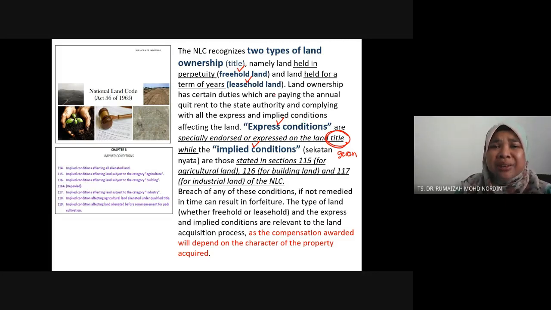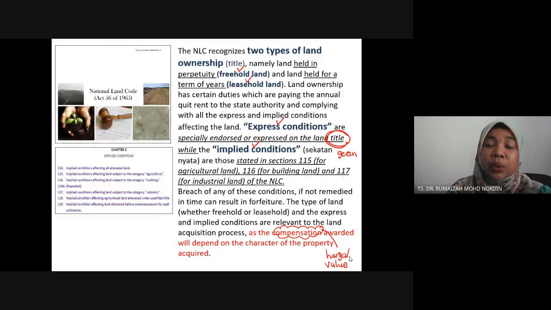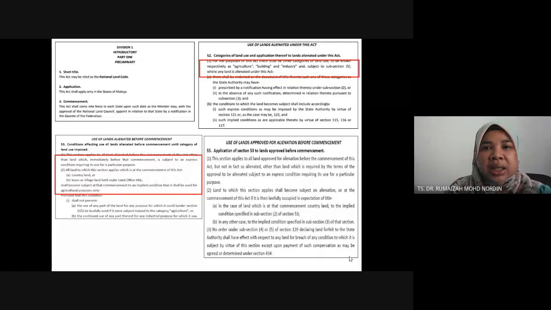So why do they have this different type of land ownership and then different type of condition? Sebabnya compensation awarded will depend on the character of the property. Compensation ni maknanya harga ataupun value tanah tu. Alright? So compensation dia will depend on the character of the property acquired. Alright? So these are some of the things yang di dalam land code ni, whereby I know you will not read the land code, so saya dah identify siap-siap dah what are the important things yang tadi saya nyatakan tu.